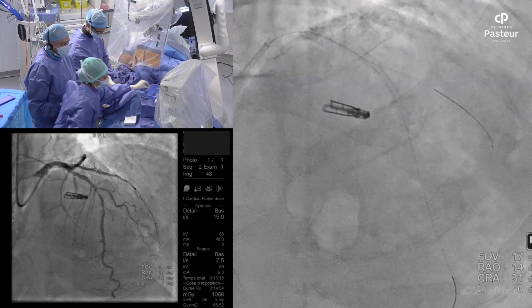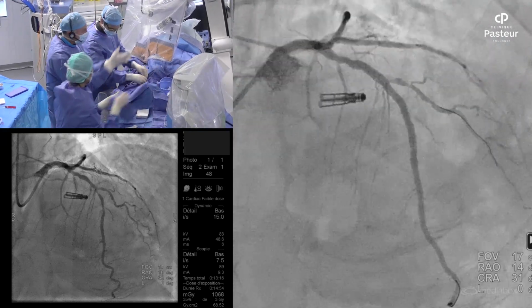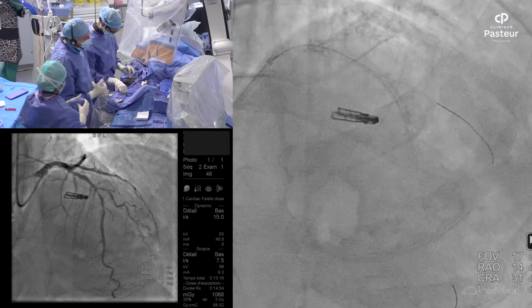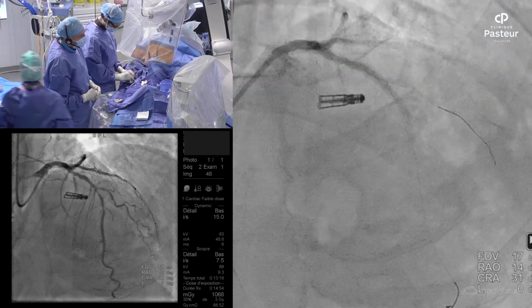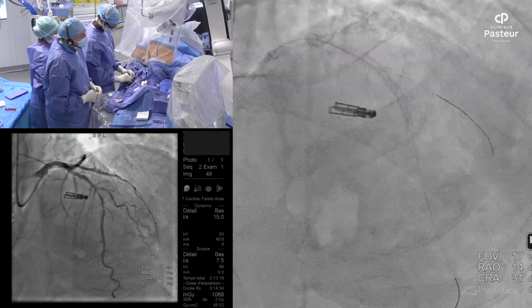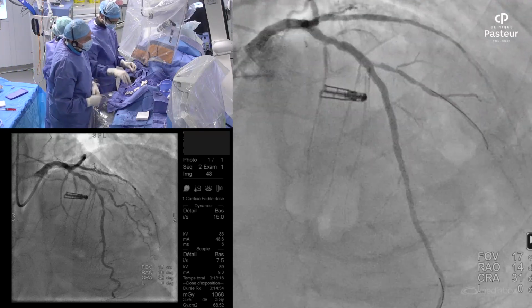Maybe we can ask our colleagues and attendees what they would do. Everything is possible. We can stop here. I fully agree with Benjamin that we need to postdilate the mid LAD. For the diagonal, the door is open for every solution.